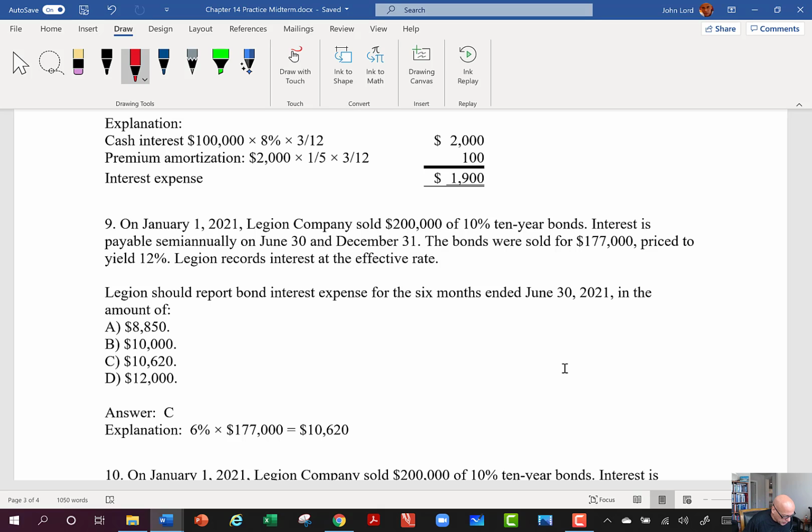Not in this class. I'm not so much interested in speed. I'm interested in accuracy, understanding the process at this point, and the concept and the process. Okay, good. We're doing good.